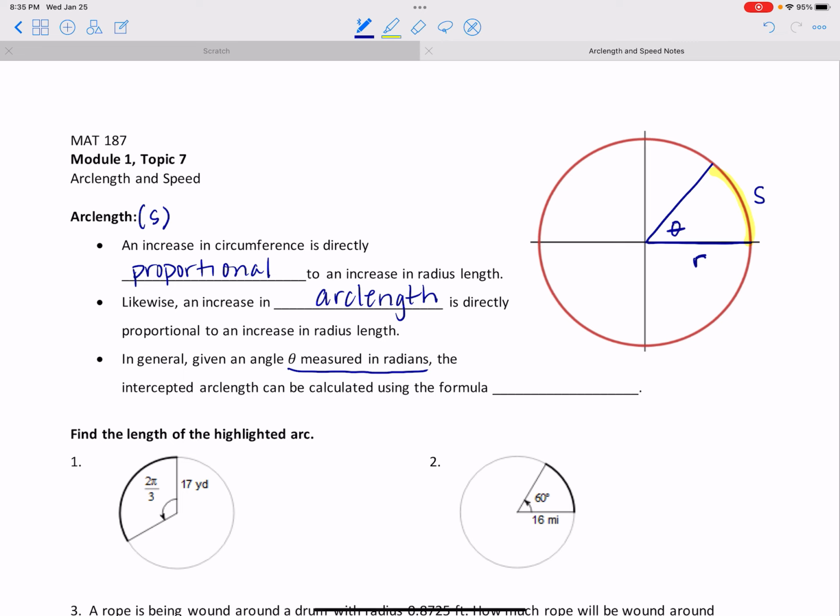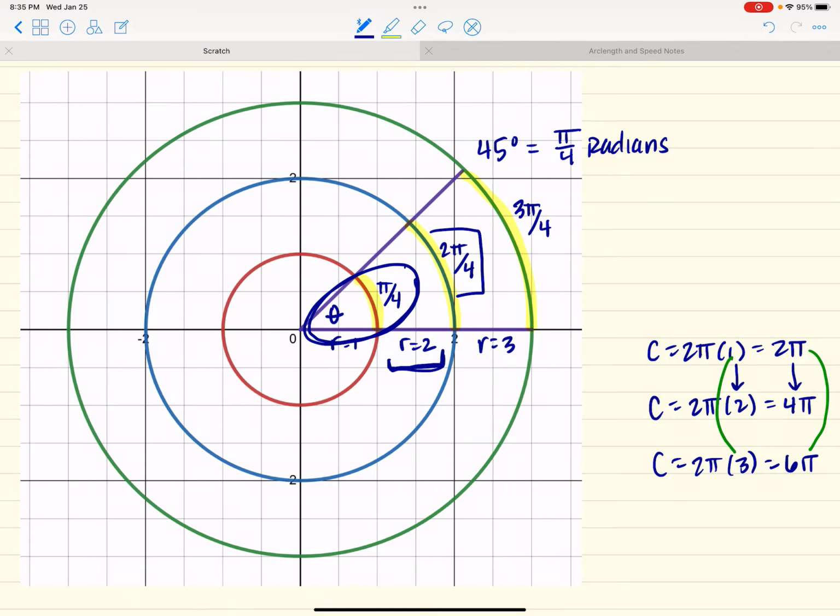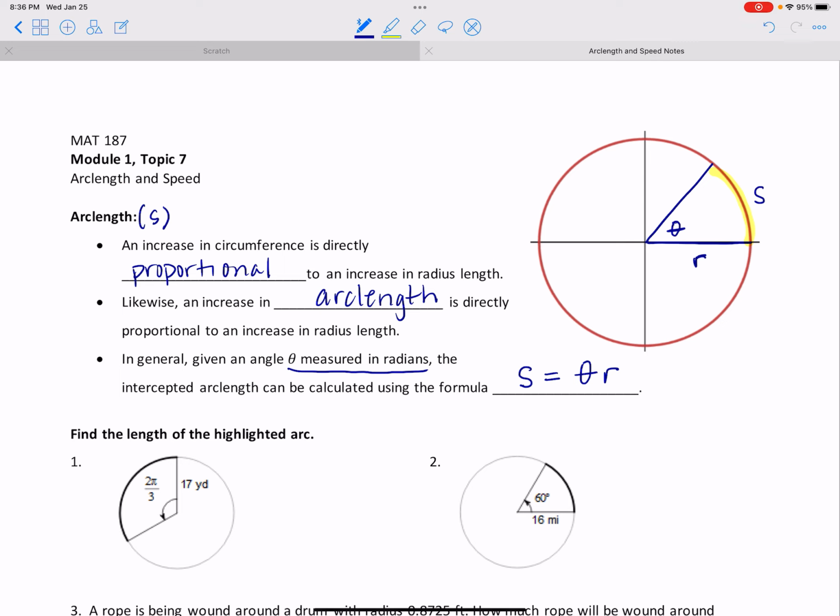So we can use the formula that says that arc length is going to be equal to our angle multiplied by our radius. That's exactly what we saw happening over here. We take our angle, pi over 4, multiply it by our radius of 1, we still get pi over 4. Multiply by a radius of 2, it's doubled. Multiply pi over 4 by 3, and it's tripled. So whatever that angle is, which again has to be in radians, if we multiply by the radius length, we get the arc length s.